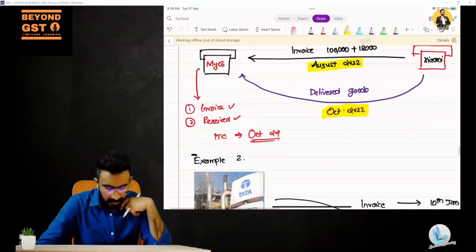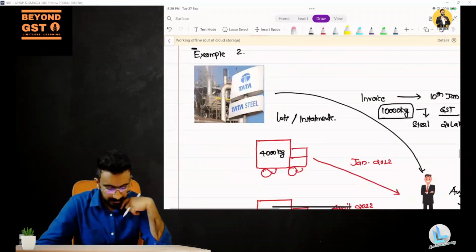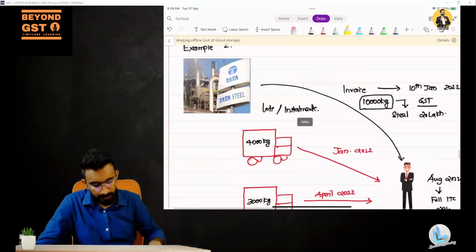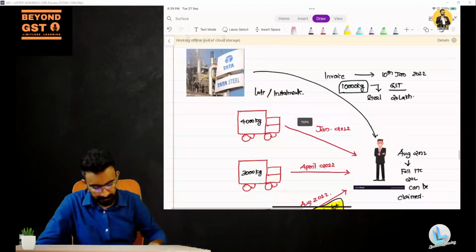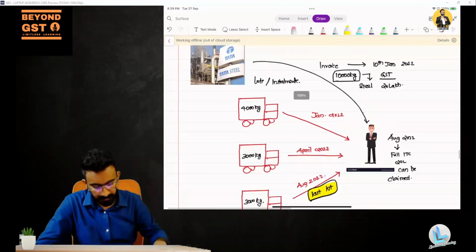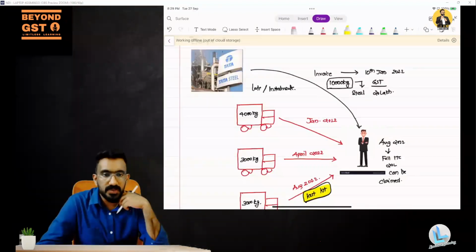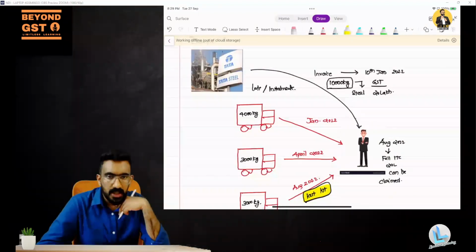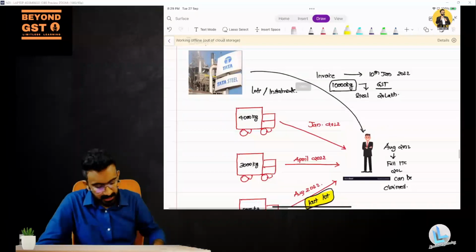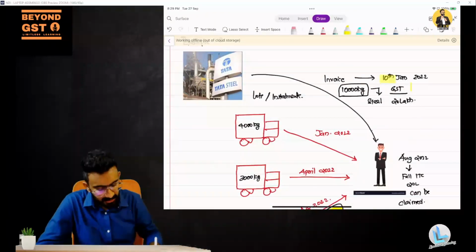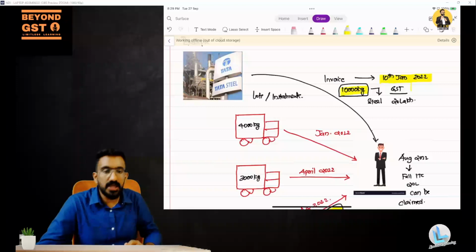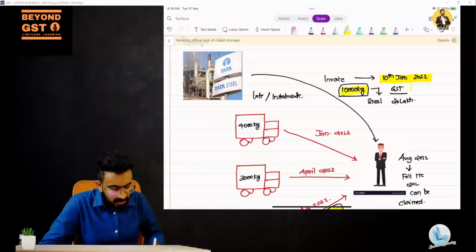Now, second question. Say Tata Steel is making a sale of goods to Mr. Raju. They have given an invoice. Tata Steel has given an invoice in the month of January for 10,000 kg of steel to be sold to Mr. Raju. And GST on steel is 20 lakhs.